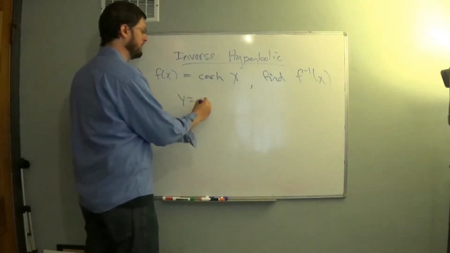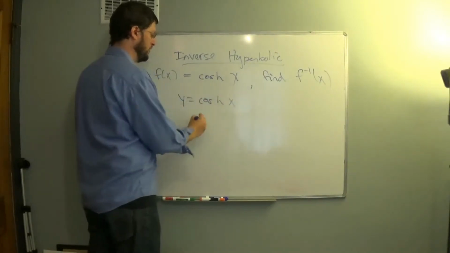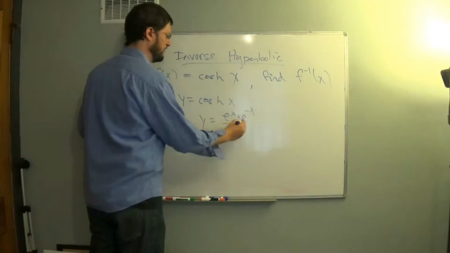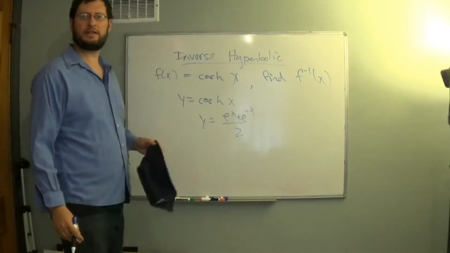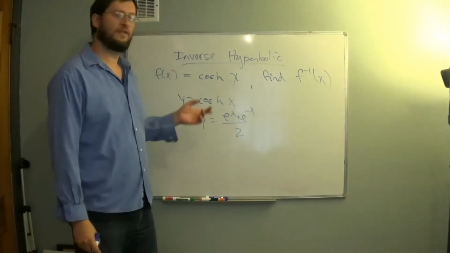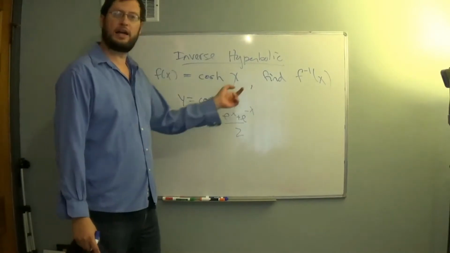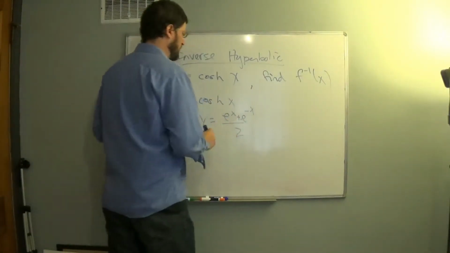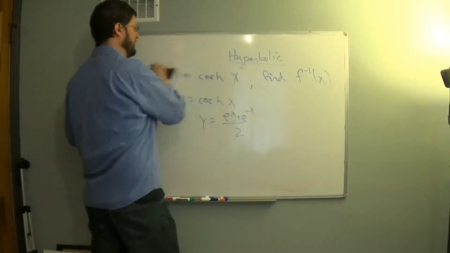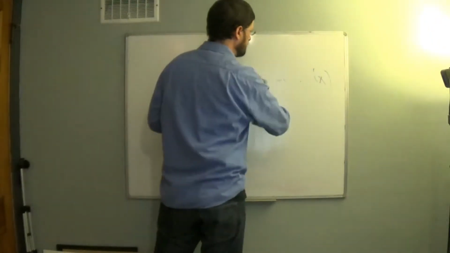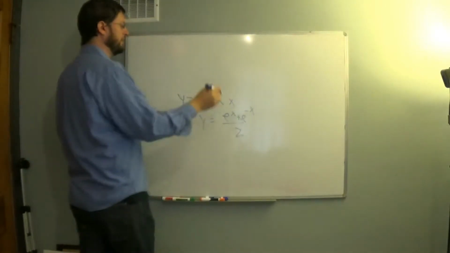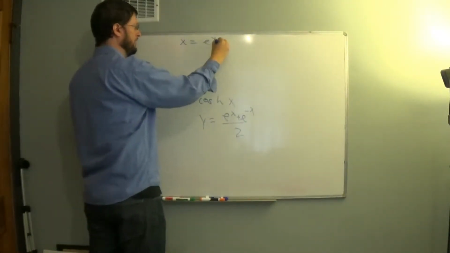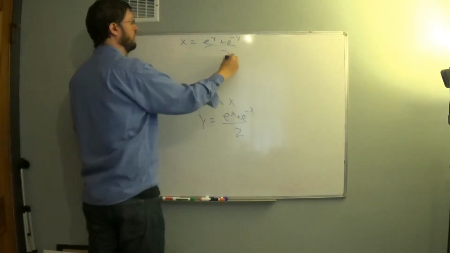So we've got y is equal to cosh x. y is equal to e to the x plus e to the negative x over 2. How do we find an inverse function? Remember that we find an inverse function by switching y and x and then solving for y. So that comes down to x is equal to e to the y plus e to the negative y over 2.